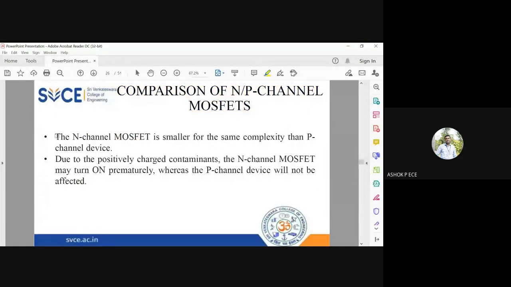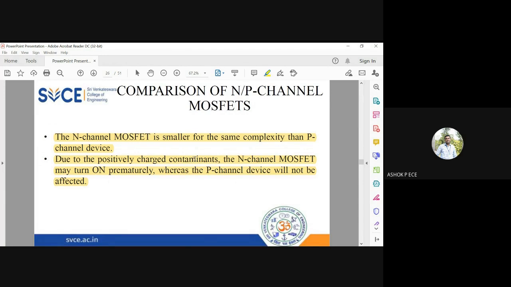And the N-channel MOSFET is smaller for the same complexity than the P-channel device. This is simple because the area is smaller. N-channel module is also going to be smaller. Due to the positively charged contaminants, the N-channel MOSFET may turn on prematurely, whereas the P-channel MOSFET will not be affected. So when you are going to diffuse a P-type layer, due to the positively charged contaminants, what they are saying is N-channel MOSFET can turn on prematurely without even your applying threshold voltage. The device can turn on automatically, but that issue will not be there with P-channel MOSFET.